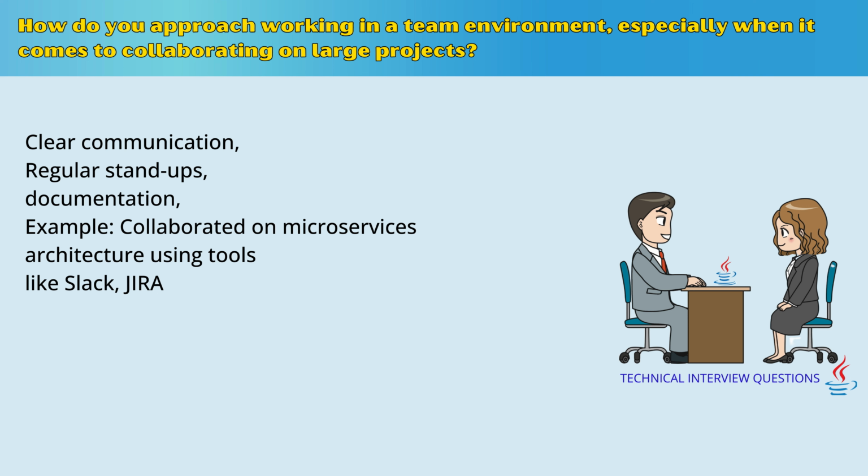In one project, we were working on a complex microservices architecture. Effective collaboration was crucial because each service had to interact seamlessly with others. We used tools like Slack for communication, Jira for task management, and Confluence for documentation. By keeping everyone in the loop and being proactive in resolving any issues that arose, we were able to deliver the project on time and with high quality.